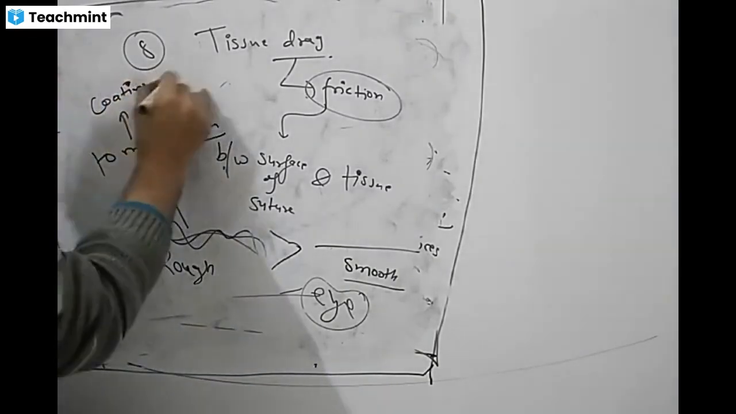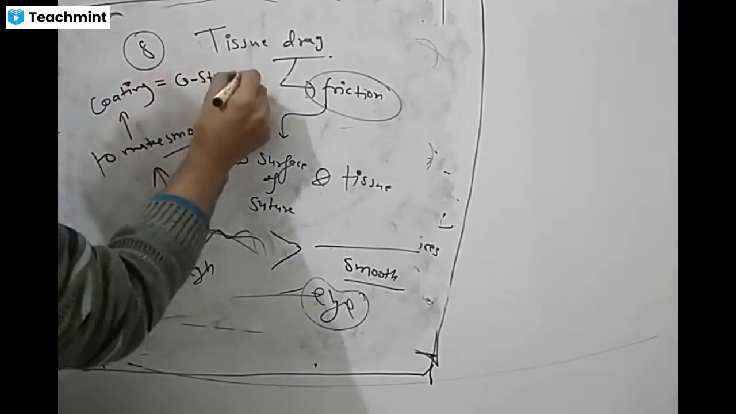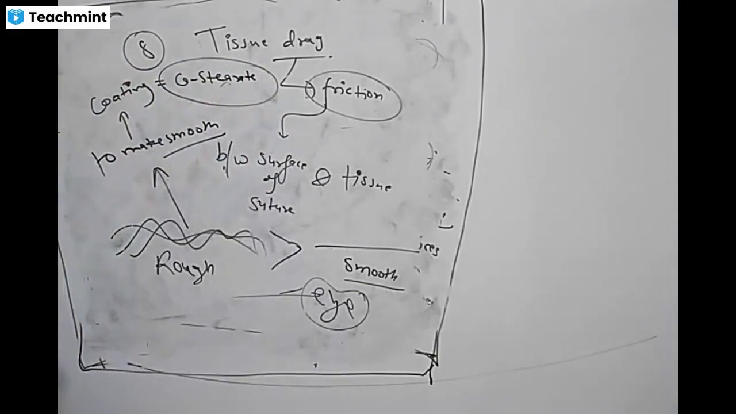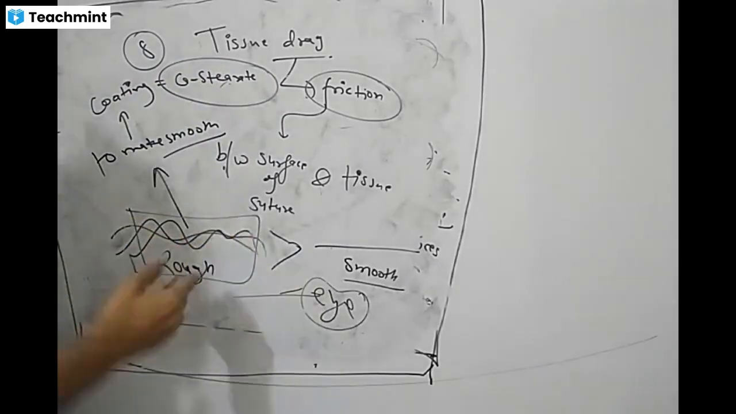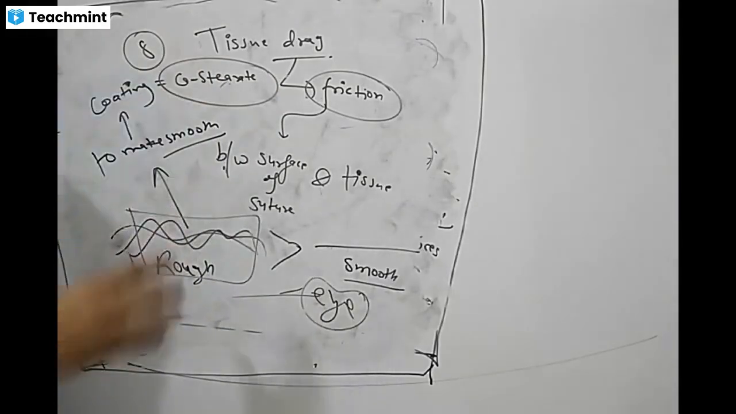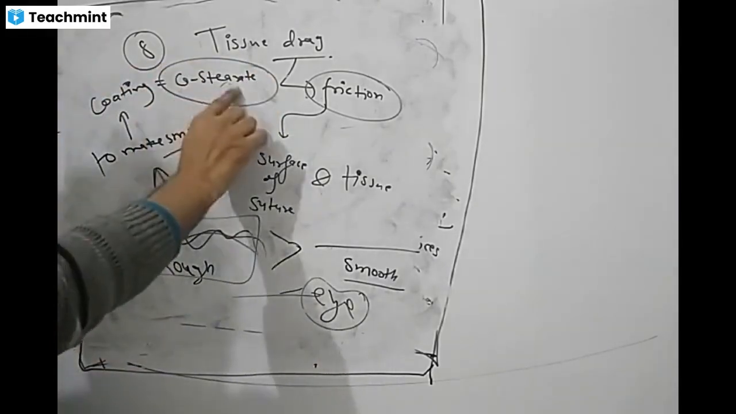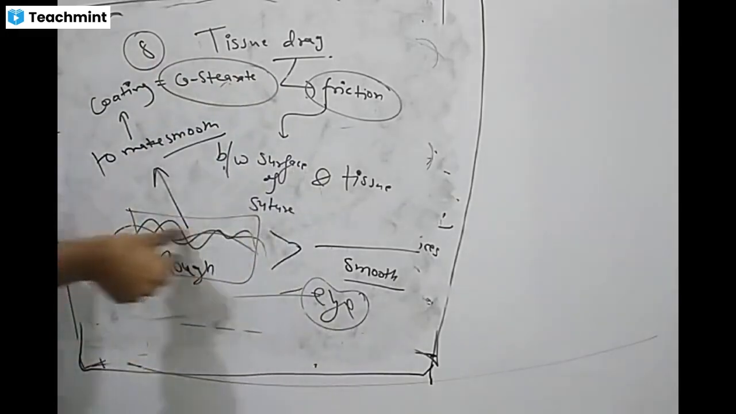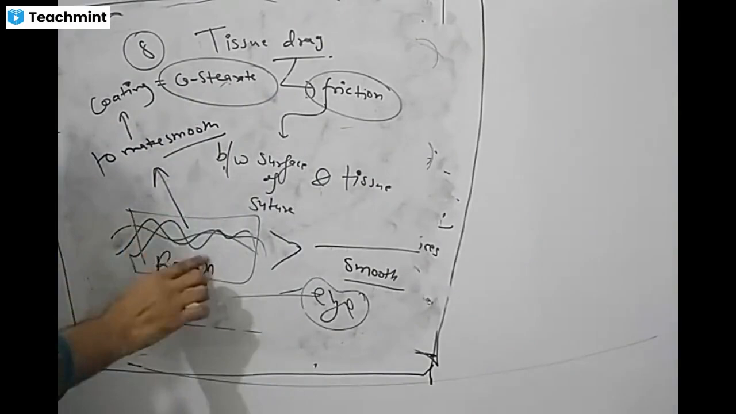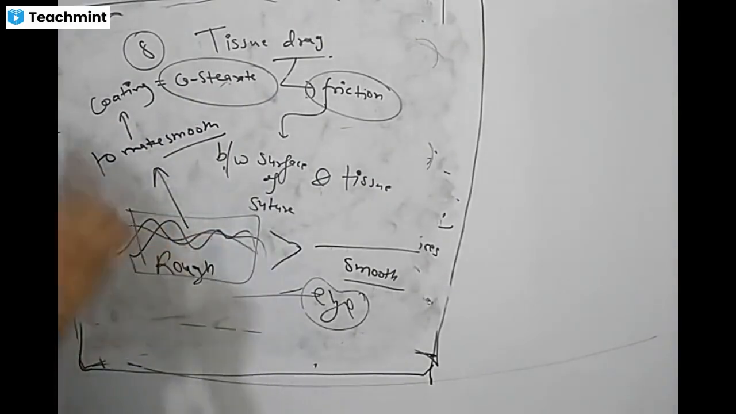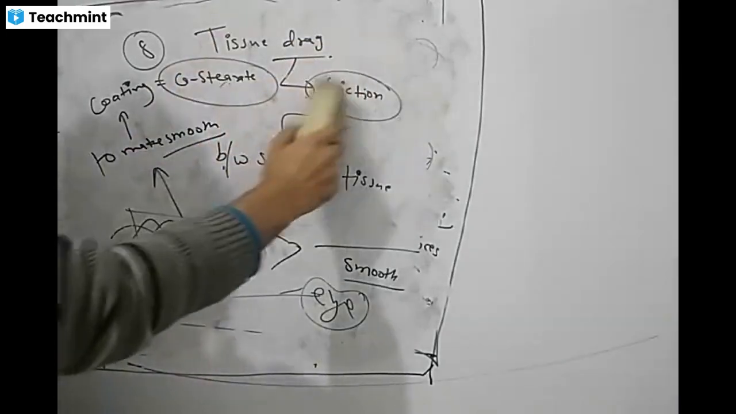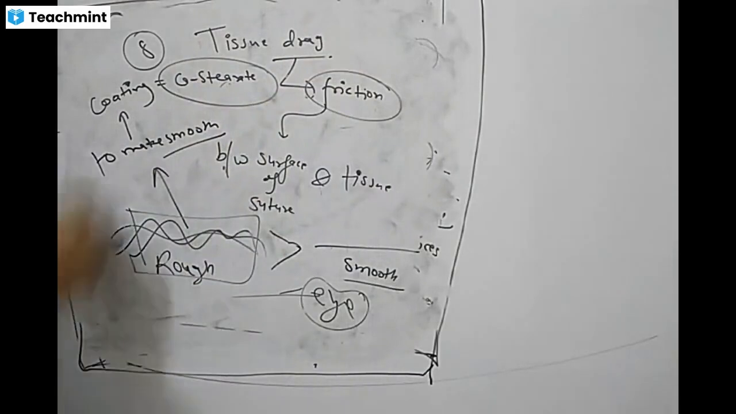There are some materials called calcium stearate. This material is coated on the surface of Vicryl, because multifilament example is Vicryl. So Vicryl suture materials come in the market in coated form. Calcium stearate is the molecule which does the coating of the Vicryl and makes it soft. So now the surface of the Vicryl becomes smooth and soft because of the coating. To reduce this tissue drag, to reduce this friction, we coat our material.